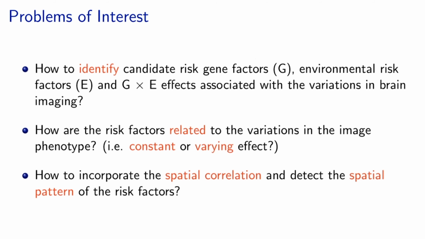The problems of interest can be summarized as those three. The first one is how to identify candidate risk gene factors, environmental risk factors, and GBE effects, the interactive effects, associated with the variations in brain imaging. So this is a what problem: what are the risk factors? The second one is how the risk factors are related to the variations in the imaging phenotype, in a constant or in a varying way. So the second problem is a how problem: how they are related. And the third problem is to incorporate the spatial correlation, the original structure in the data, and also detect the spatial pattern of the risk factors.